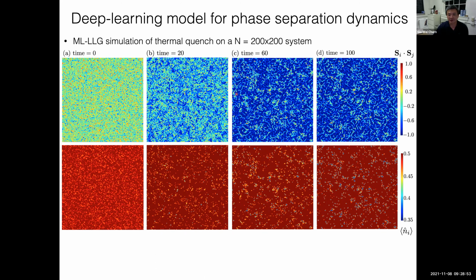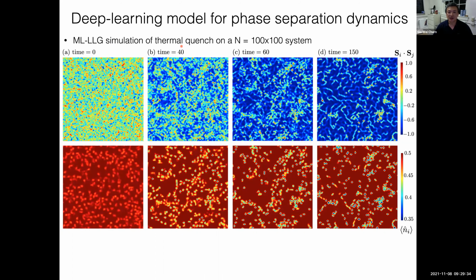Here I show a few snapshots of this simulation on a 200 by 200 system. It's impossible to do exact diagonalization for this kind of system. It's okay to do exact diagonalization for one snapshot, which might already take a few minutes. But here you want to do a dynamical simulation, which means you need to do this exact diagonalization at every time step. And there are tens of thousands or hundreds of thousands of time steps. So with the aid of machine learning, we are able to achieve these large scale and long time simulations.